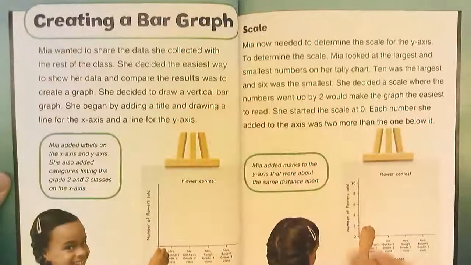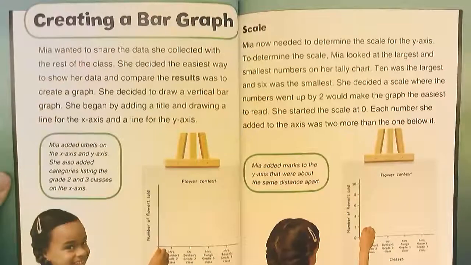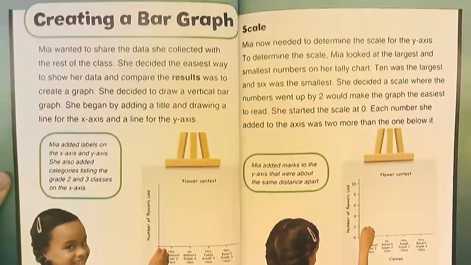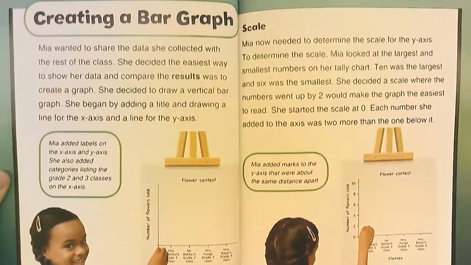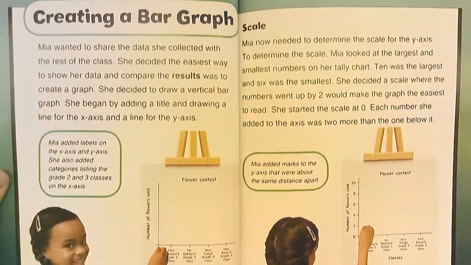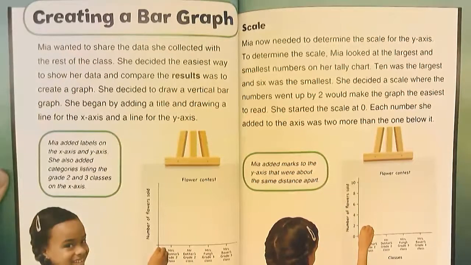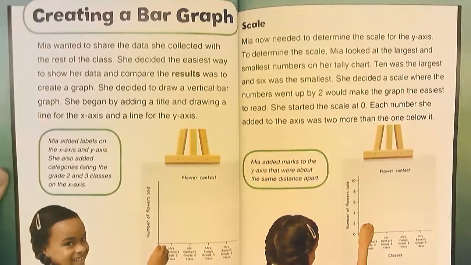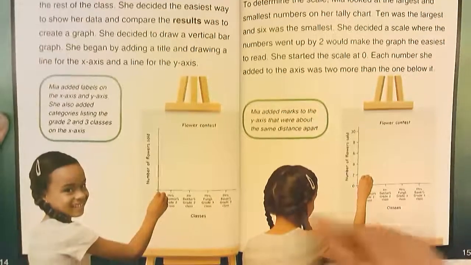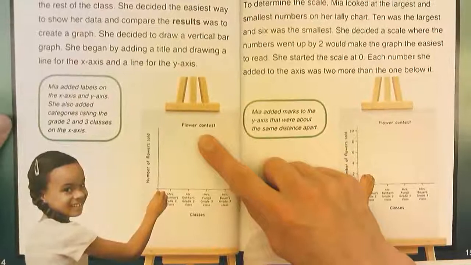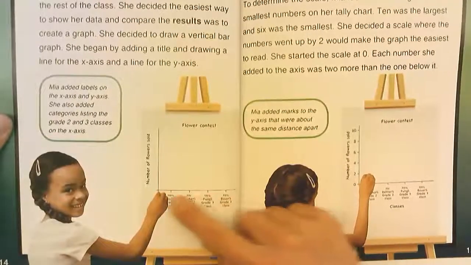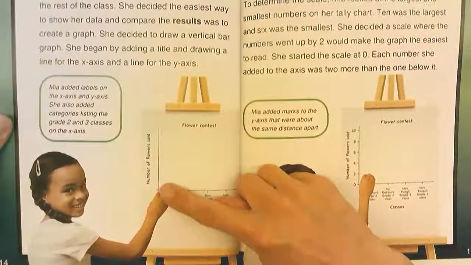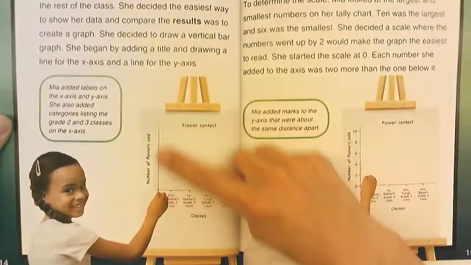Creating a bar graph. Maya wanted to share the data she collected with the rest of the class. She decided the easiest way to show her data and compare the results was to create a graph. She decided to draw a vertical bar graph. She began by adding the title and drawing a line for the x-axis and a line for the y-axis. So the title is Flower Contest. The x-axis right here shows the classes. The y-axis shows the number of flowers sold.